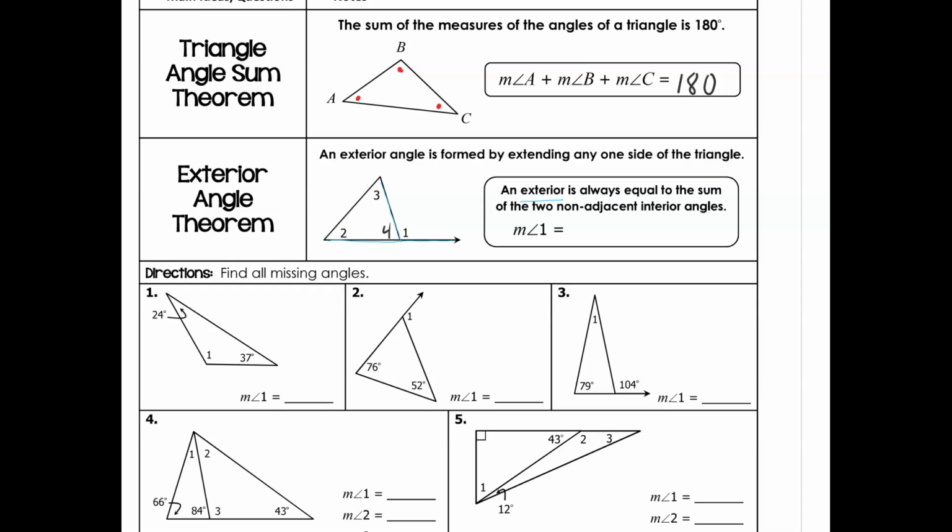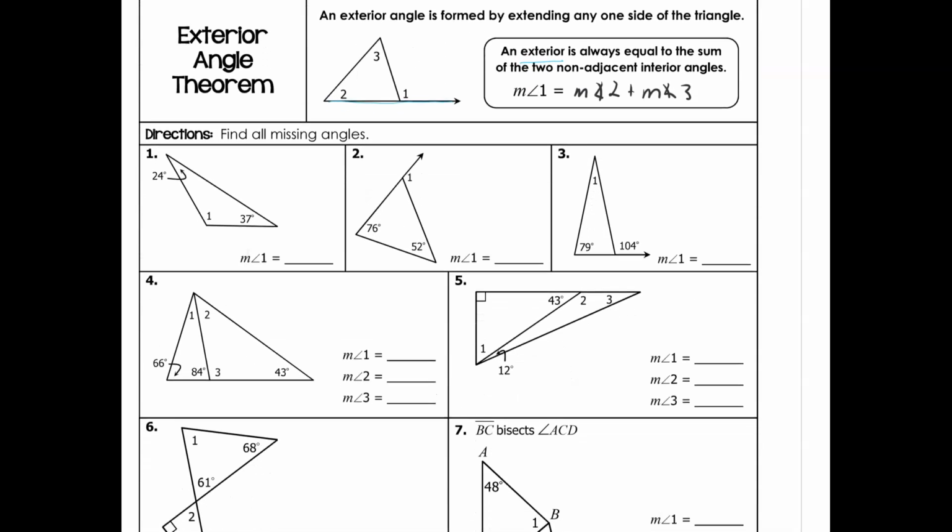And the rule is that the exterior angle is equal to the other two, the two remote, we sometimes call them the remote interior angles or the non-adjacent interior angles. So angle 1 is congruent, is equal to the sum of the measure of angle 2 plus the measure of angle 3. Those two add up to angle 1. All right, so those are the two rules we're going to practice using right now. We're going to do some of the problems on here, not all of them.